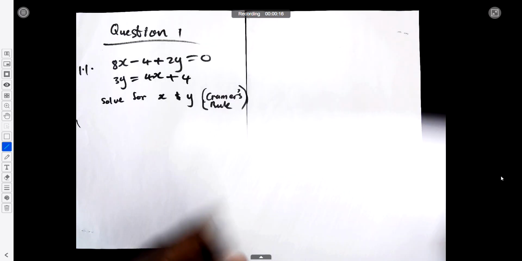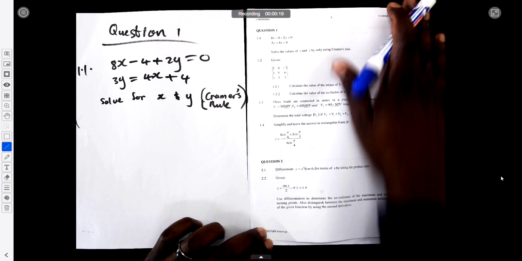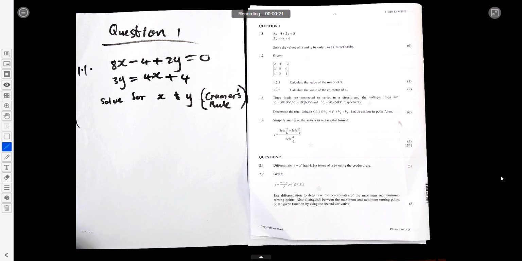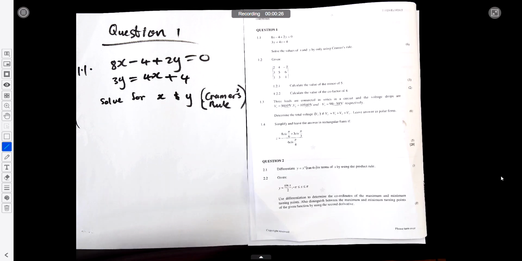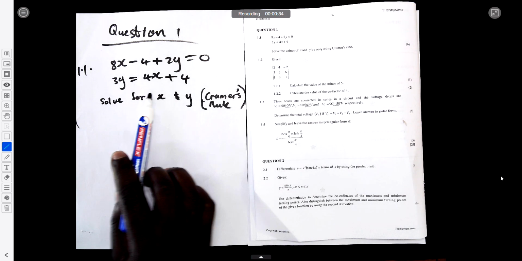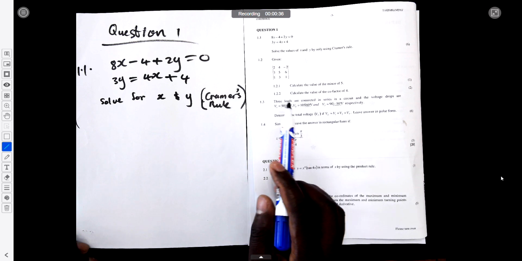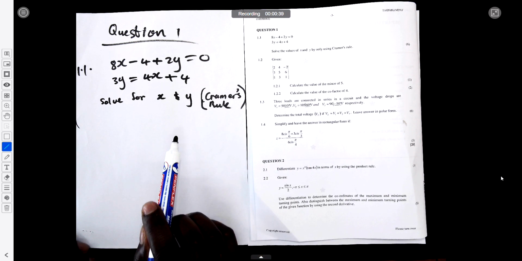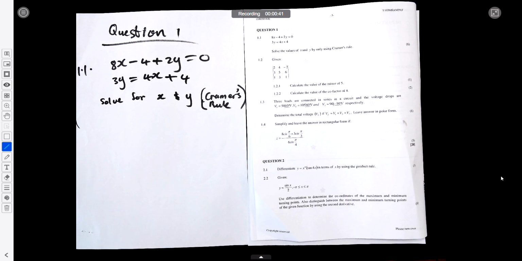So the question that I want us to look into is question 1. If you can do question 1.1 and 1.2, I think we'll be done covering determinants. Question 1.1: we're given the equations xy minus 4 plus 2y equals 0 and 3y equals 4x plus 4. We have to solve for the values of x and y by only using Cramer's rule. You know how to use the elimination method for simultaneous equations, but here we're supposed to use Cramer's rule.